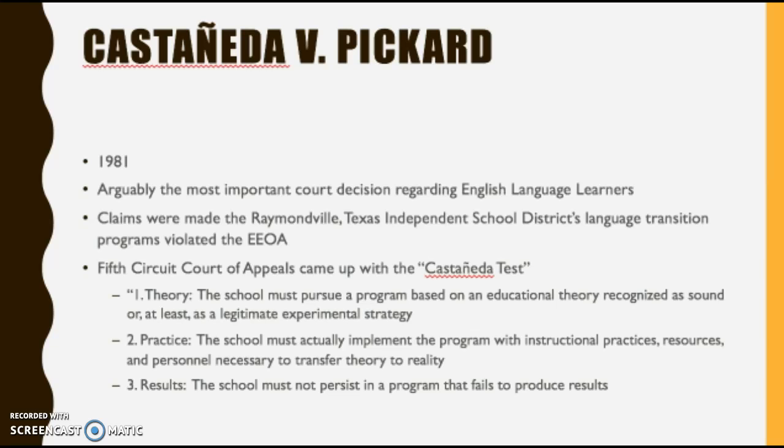The school must pursue a program based on educational theory recognized as sound or at least as a legitimate experimental strategy. The second one is practice. The school must actually implement the program with instructional practices, resources, and personnel necessary to transfer theory to reality. And number 3, results. The school must not persist in a program that fails to produce results.